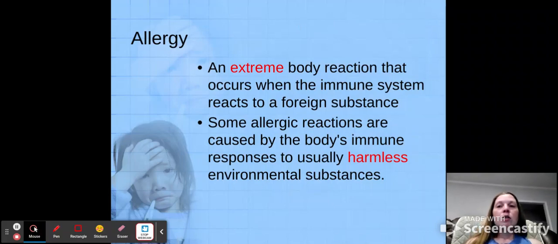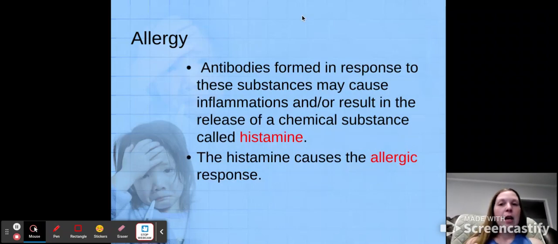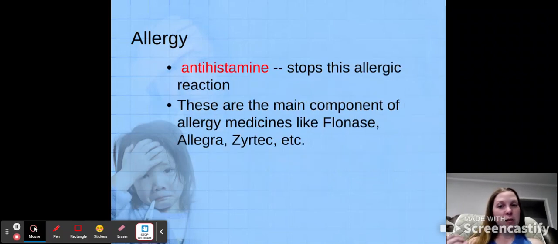population. So one that does affect people very often are allergies. This is an extreme body reaction that occurs when the immune system reacts to a foreign substance, and some allergic reactions are caused by the body's immune responses to usually harmless environmental substances, like pollen. The antibodies that form in response to these substances may cause inflammation and could result in the release of a chemical substance called a histamine, and a histamine causes an allergic response. So that's why you take antihistamines to stop that. If you ever take an allergy medicine, like Flonase, Allegra, Zyrtec, Claritin, all of those have antihistamines in them.